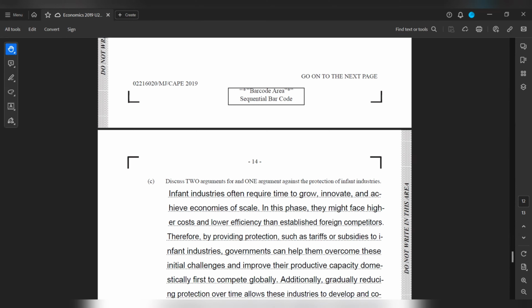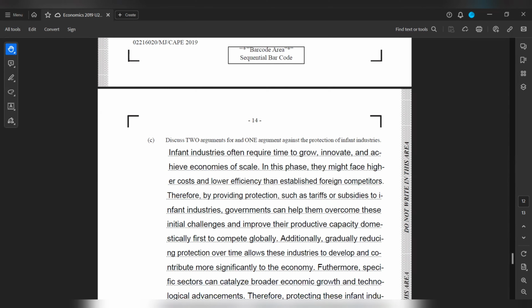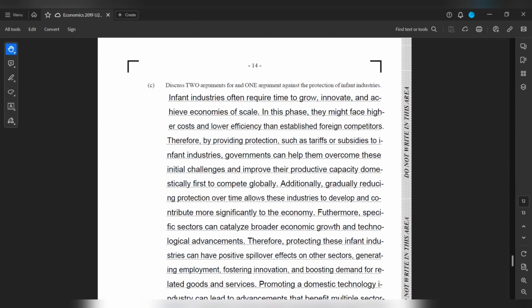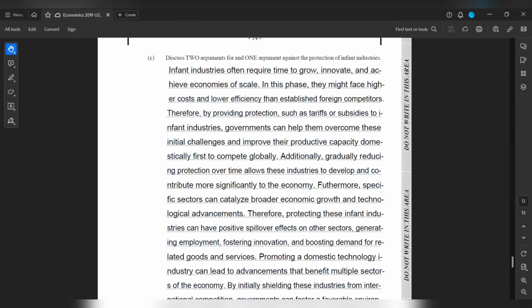Additionally, gradually reducing protection over time allows these industries to develop and contribute more significantly to the economy. Furthermore, specific sectors can catalyze broader economic growth and technological advancements. Therefore, protecting these infant industries can have positive spillover effects on other sectors, generating employment, fostering innovation, and boosting demand for related goods and services. Promoting a domestic technology industry can lead to advancements that benefit multiple sectors of the economy.